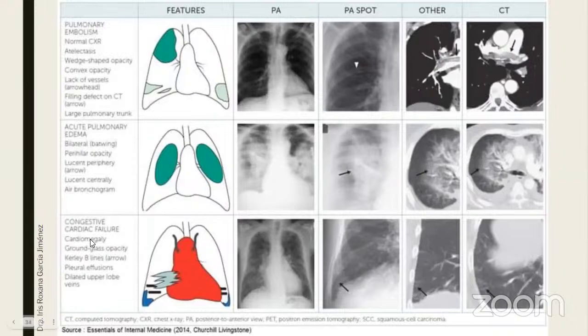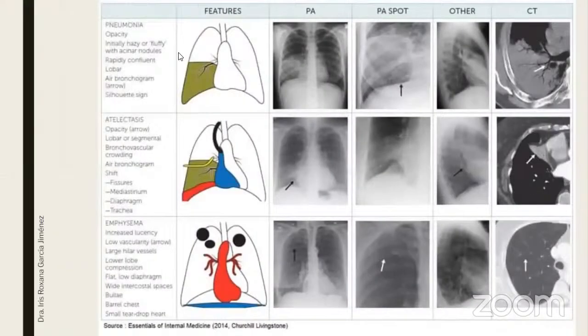And we are checking a congestive cardiac failure. How heart looks here. It doesn't look as big as the picture, but if we go to the real measurement, it is similar to the picture, to the drawing, I mean. Here we got one pattern of pneumonia. We got some atelectasis. We got emphysema. So as you can see, it's a lot of information, right?